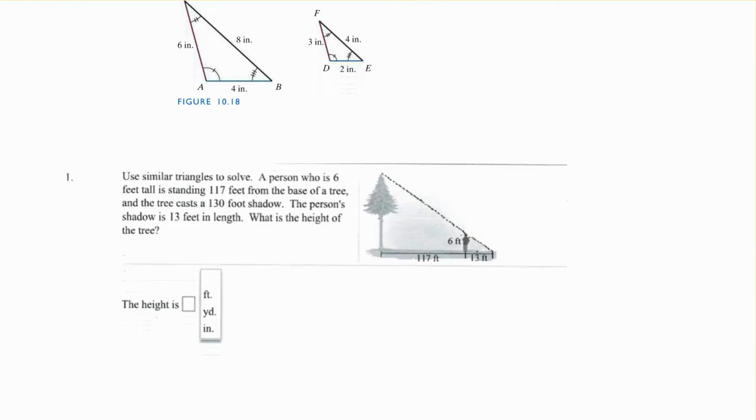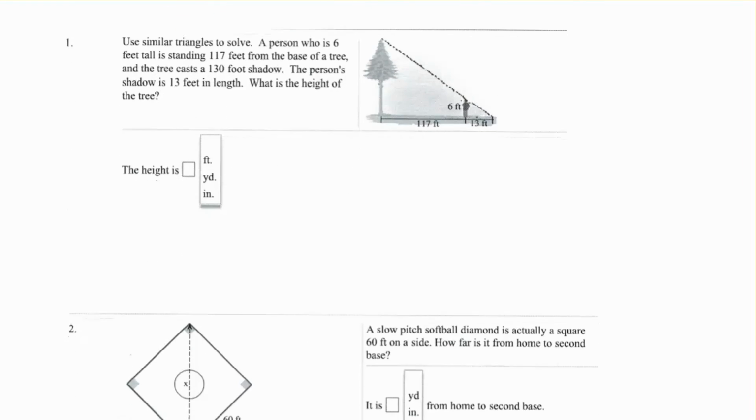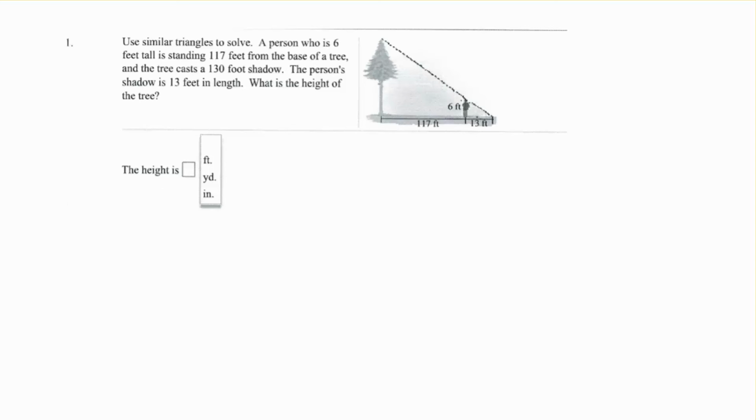Let's take a look at this first problem. And let me see if I can get a little extra space. All right. It says use similar triangles to solve. A person who is 6 feet tall is standing 117 feet from the base of a tree. And the tree casts a shadow, this is its full shadow down here, 130, I'm sorry. The person's shadow is 13 feet. What is the height of the tree?